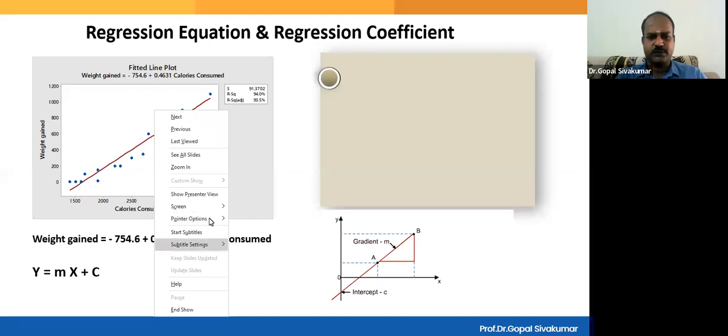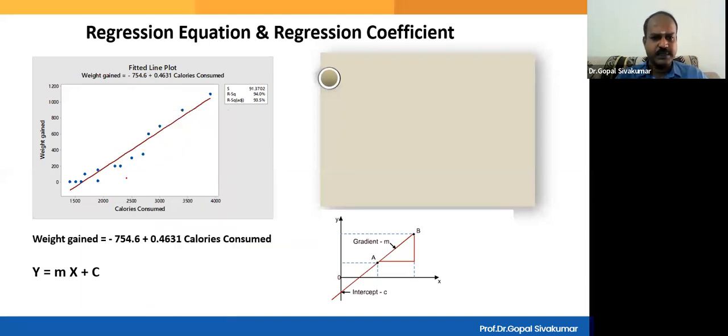Let me also draw it for you. Let me take the pen and see here. Draw a horizontal and then measure this angle theta. And now go for tan theta, the tangent of theta. Now m equal to tan theta will give you this 0.4631.